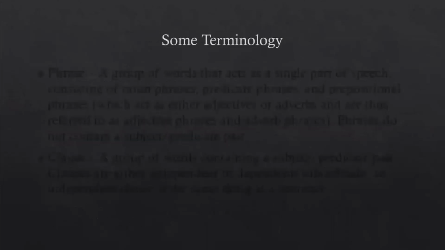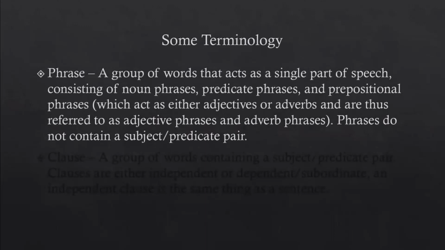There's a few pieces of terminology that I want to make sure we're all familiar with because they're kind of key to what we're doing here. Generally, I try to avoid a lot of grammar speak or linguistic terminology, but there's a few things that we do need to be familiar with. So phrase: a group of words that acts as a single part of speech, consisting of potentially noun phrases, predicate phrases, prepositional phrases, which act as adjectives or adverbs, and we then, if we want, can refer to them as adjective phrases or adverb phrases. They do not contain a subject-predicate pair.